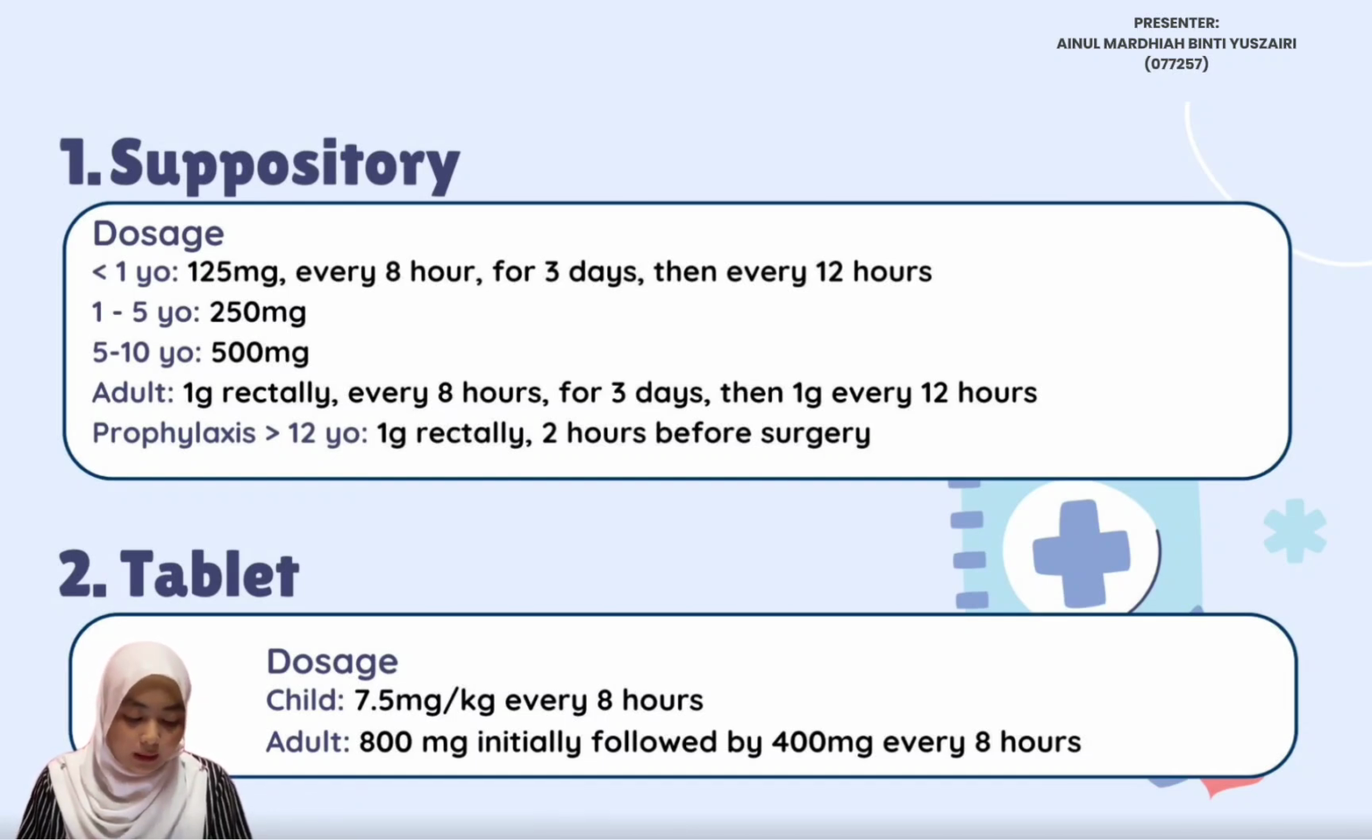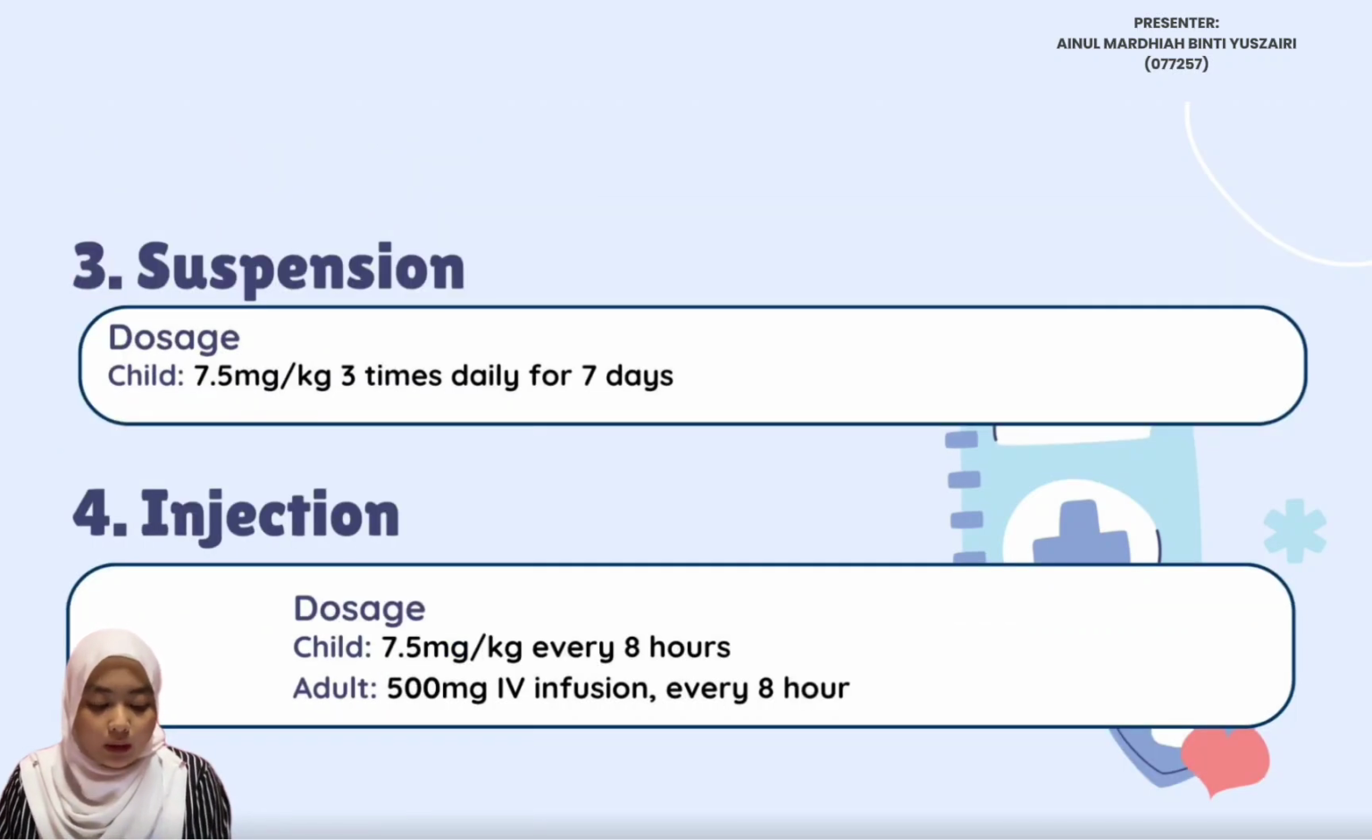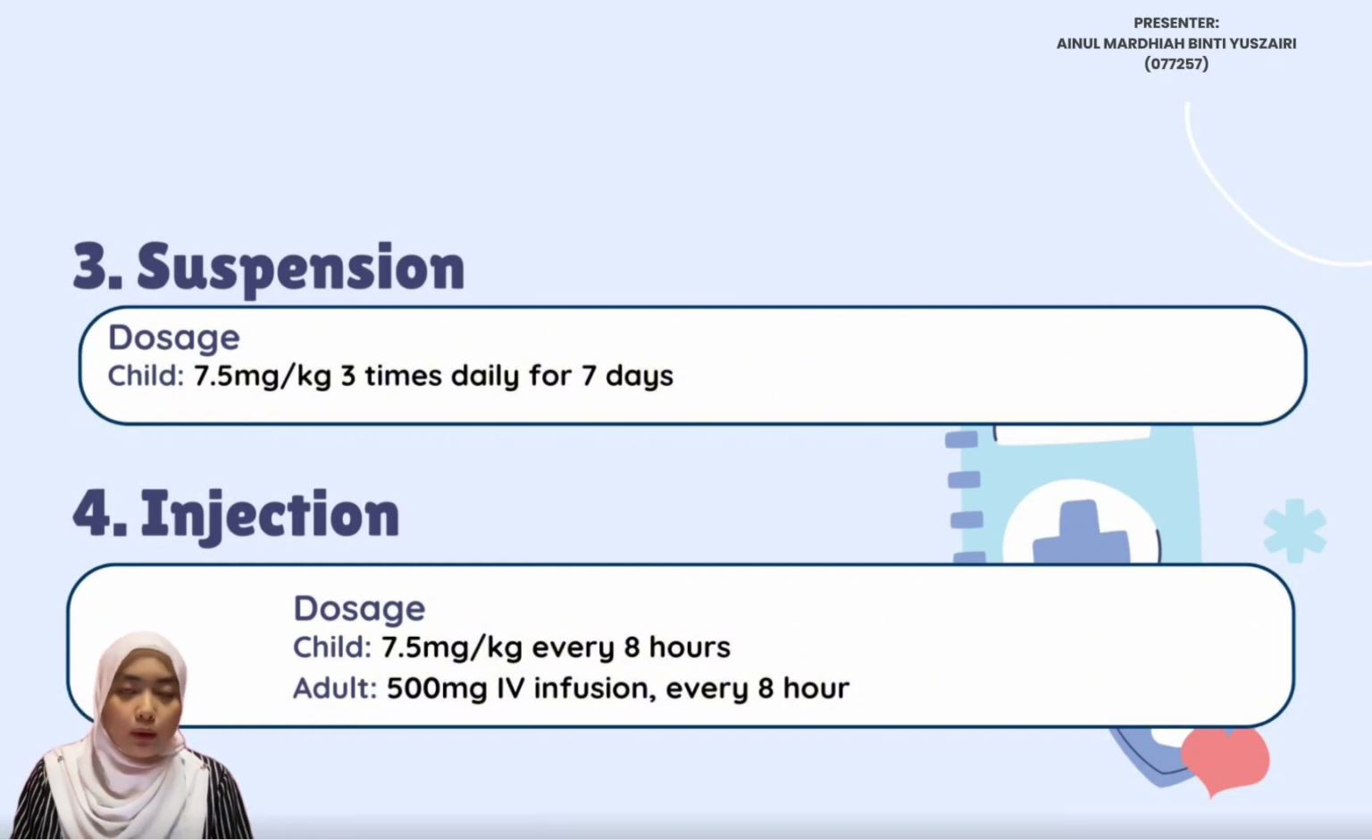The next one is tablet. Children will take a dosage of 7.5 milligram per kilogram every 8 hours, while adults will take 800 milligram followed by 400 milligram. Next one is suspension. For children, they will take the same as tablet, which is 7.5 milligram per kilogram for 7 days.